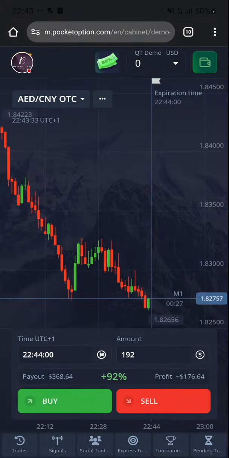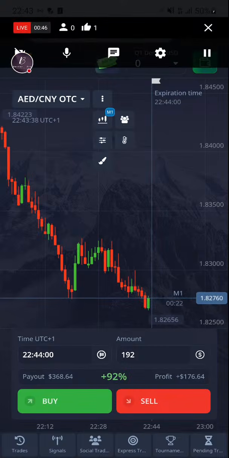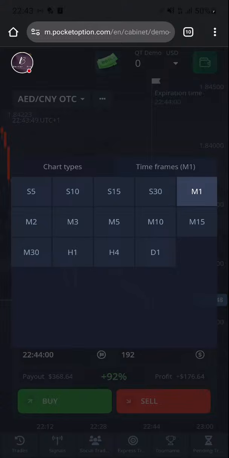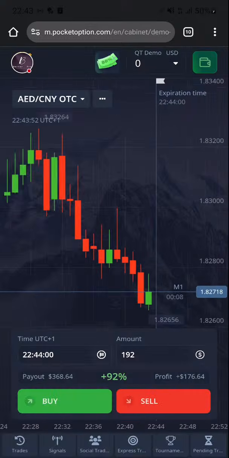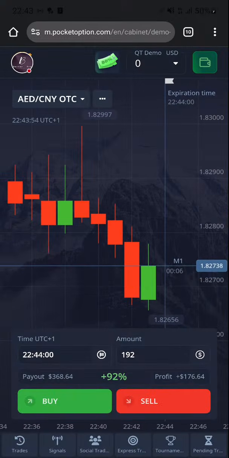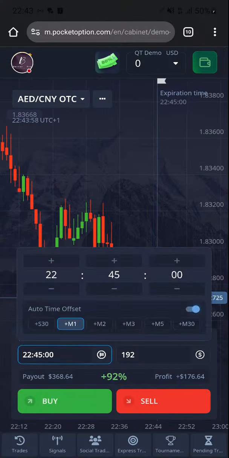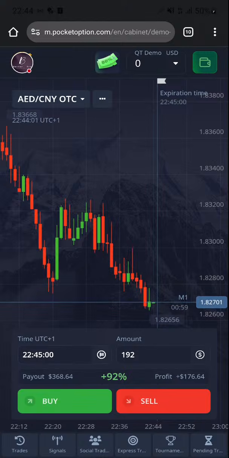Okay, let's get started with the setup for today. The setup for today is going to be chart types. We're going with candlesticks, and we enable this timer. We'll disable the auto scroll. We'll come to time frame. We're choosing M1, so we're going with a 1 minute time frame. You understand? And the timer is right there. Then the trade time is also going to be 1 minute, and we're using the flag mode instead of the clock mode. You see this clock mode, and this is the flag mode. We're using this flag mode here.